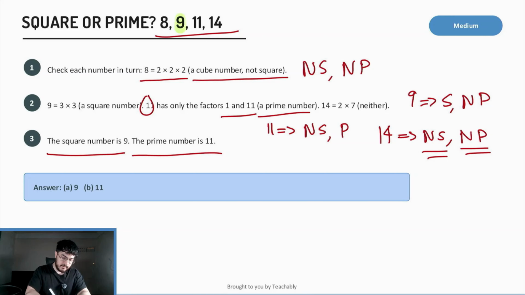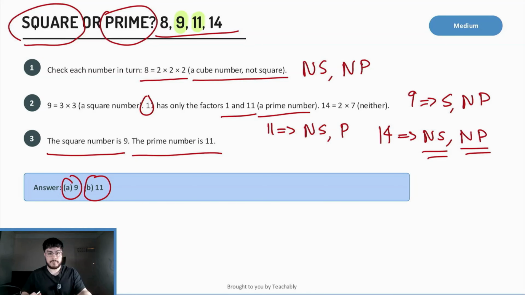So we've identified that 9 and 11 are the numbers we're after. And so, you know, if it's a square number, we've identified it to be 9. And if it's a prime number, we've identified it to be 11 in this list. So I know I've sort of gone above and beyond and looked at each individual number. In the exam, or if you've done a lot of practice, you should be able to do this relatively quickly.